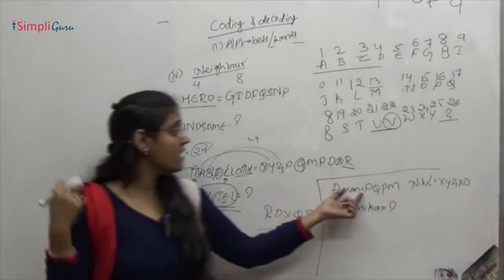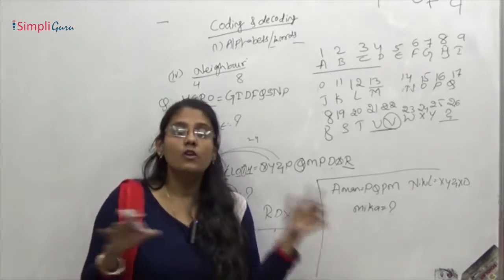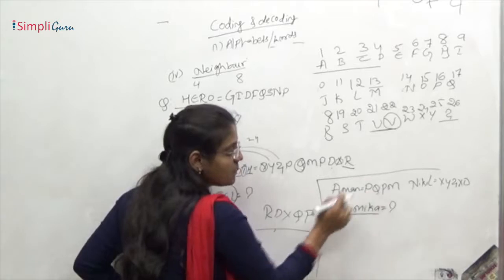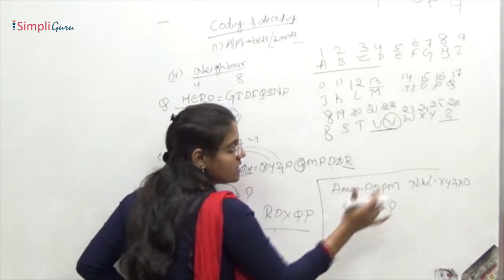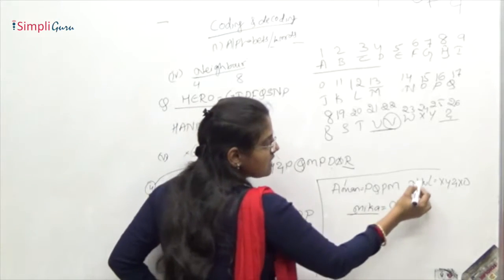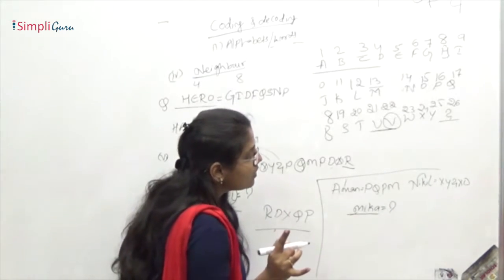Here, if they give two words in the question and ask for a third one, don't go for any tricks. Only immediately see whether these alphabets are present in the given two words or not. Yes, M is there, I is there, but I will be having two I's.